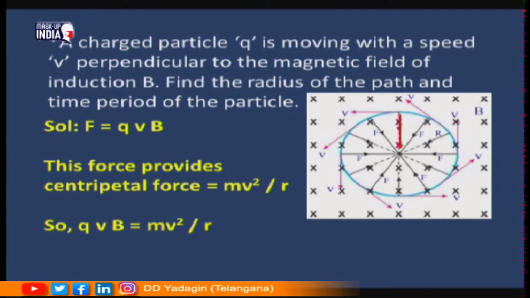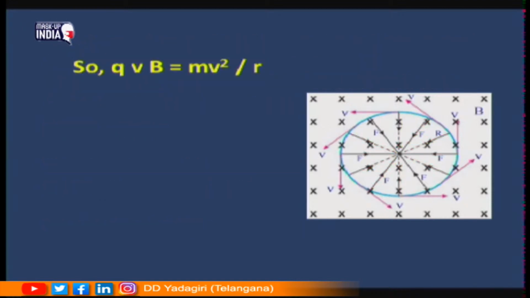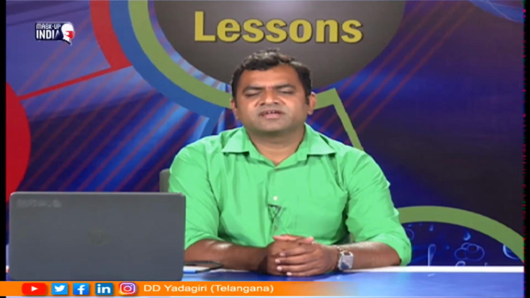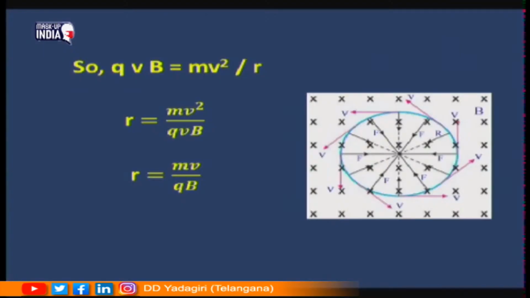Because this force is perpendicular to the direction of the velocity, the direction of the particle continuously changes, because the force is always perpendicular to the velocity. This makes the charged particle make a circular motion. So, QVB is equal to mv square by r. So, r is equal to mv square by QVB, r is equal to mv by QB. So, the radius of the particle which is moving in a circular motion is given by r is equal to mv by QB.